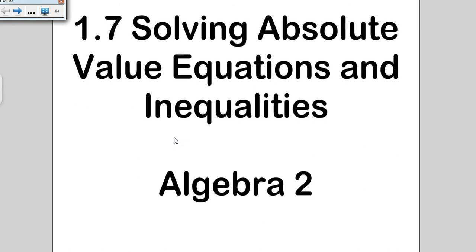So our lesson on 1.7 is about solving absolute value equations and inequalities. We're still going to be solving equations or inequalities, but this time we're also going to have the aspect of absolute values playing into our solution.